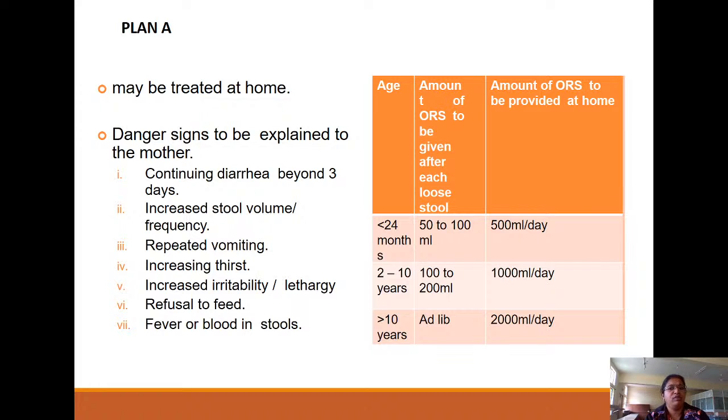Okay, so the amount of ORS to be given after every loose stool in a child who is less than 2 years of age is about 50 to 100 ml. For 2 to 10 years it is about 100 to 200 ml. This is after every stool. And for more than 10 years it is ad lib, meaning the child is now big enough, he will keep accepting as and when his requirement increases. The minimum he should receive is 500 ml per day in a child less than 2 years, 1000 ml per day for 2 to 10 years, and 2000 ml per day for more than 10 years.